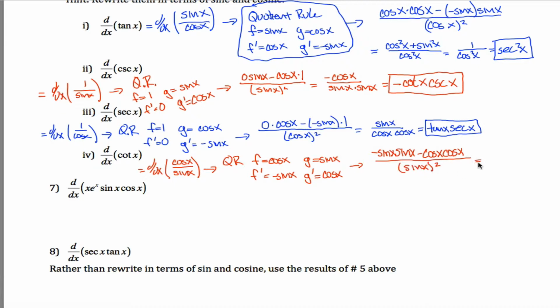What I have in the numerator, if you factor out a negative 1 from both of those, you'll have sine of x times sine of x plus cosine of x times cosine of x. In other words, sine squared x plus cosine squared x. That's just negative 1, using the Pythagorean identity just like I did in part A. So it's negative 1 over sine squared x. In other words, it's the negative of 1 over sine, which is the same as cosecant. So the negative of cosecant squared x.